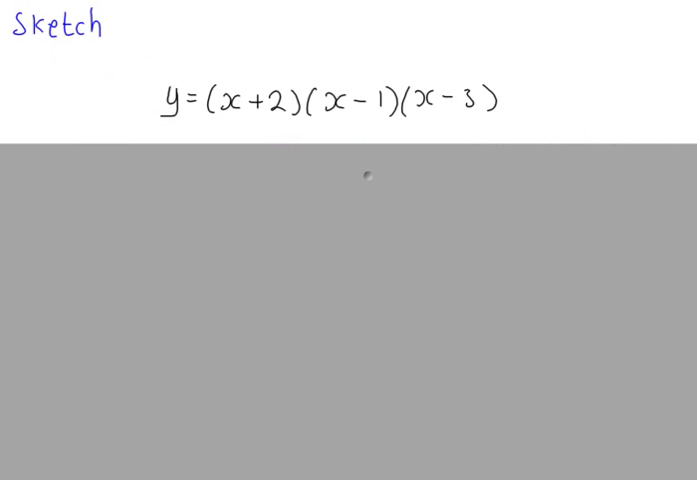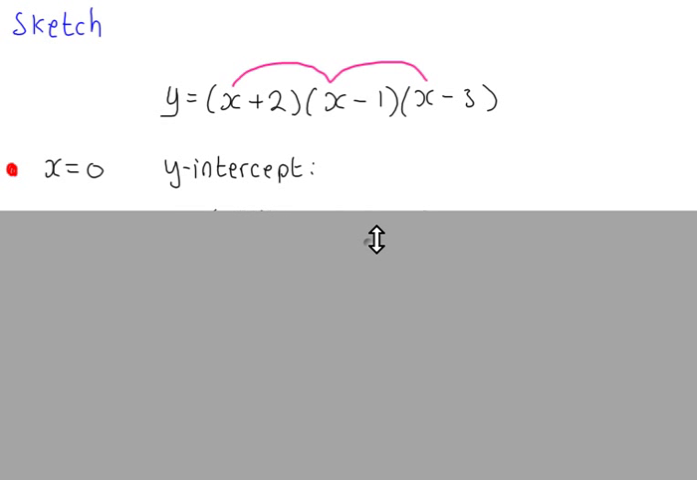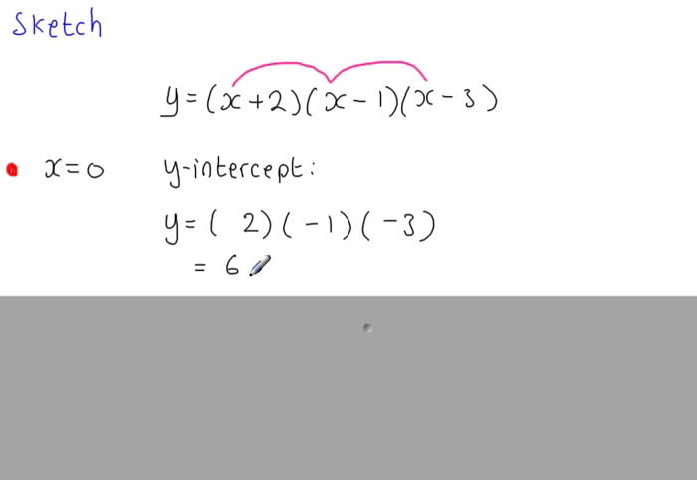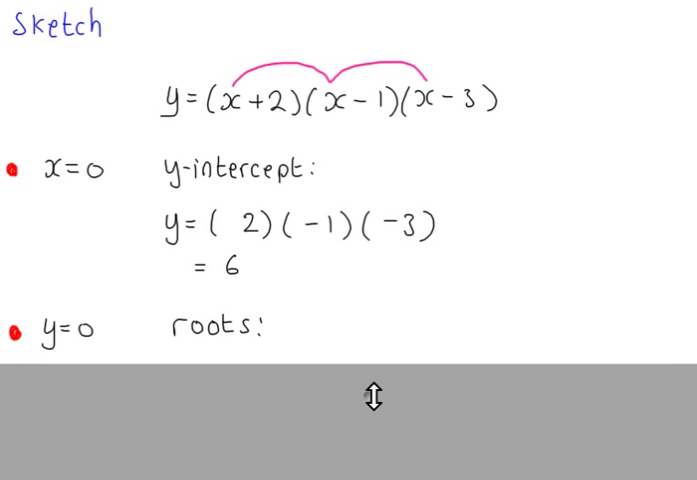Okay, so we're going to sketch this cubic graph. How do we know it's cubic? Well, x times x times x will give you x cubed. Let's work out the y-intercept. So when x is equal to 0, if I substitute that in, you're left with 2 there, the minus 1 there, and the minus 3, because the x's are zeros. You get y equals 6. So that's the y-intercept. So what are the roots?